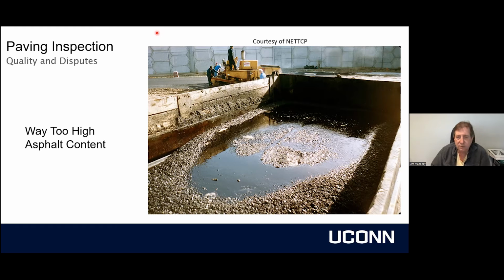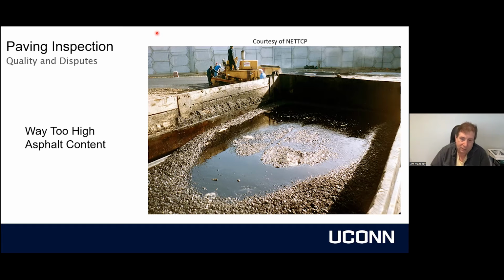We luckily don't see this as much anymore because the newer plants have cameras so that the plant operator can actually see the back of the truck when the material is being loaded into it. So it's less likely to happen these days, but it still does on occasion happen. And when that happens, it creates one heck of a mess that takes a long time to clean up. So this is just an example of something that can happen on a project.